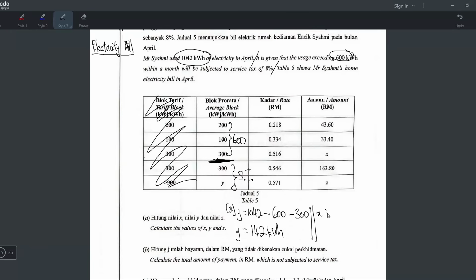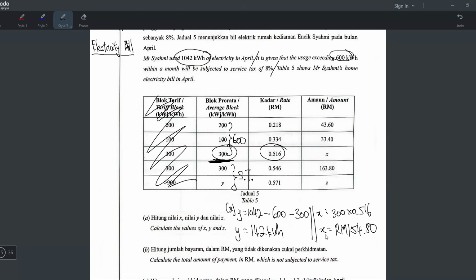Okay, for X and Z. X is the RM, and I told you already how to get the RM. Just take yang ni darab dengan rate. So 300 times 0.516. Let's write RM just to be safe. X is in RM. So 300 darab 0.516. Okay, 154.8. Tapi dia RM kan, so I think better you write to two decimal places.